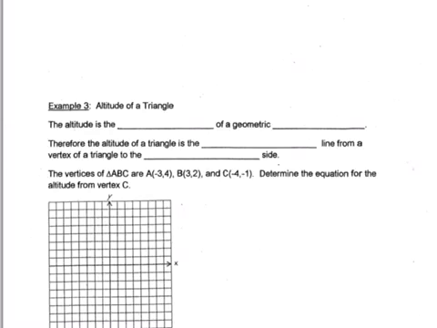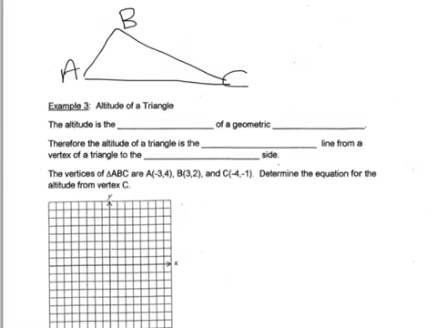Now thinking about an altitude, if you talk about the altitude of a mountain or of a plane, it means how high up you are vertically. And that's exactly what the altitude of a triangle would be. So if my triangle looked like this, A, B, and C. The altitude from vertex B would be the line segment that goes from vertex B straight down and hits the side AC at a right angle.